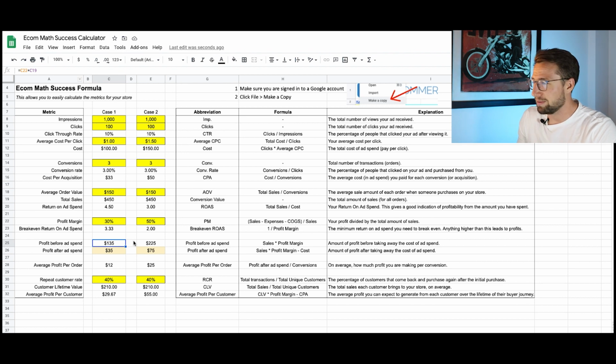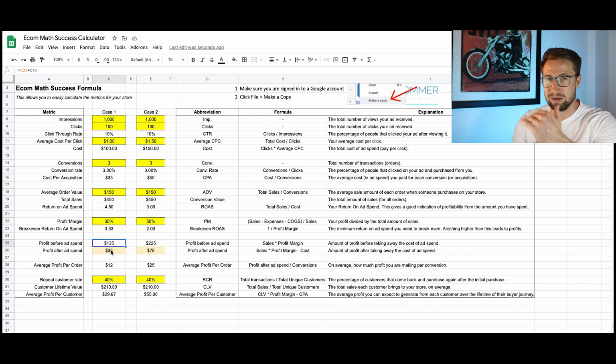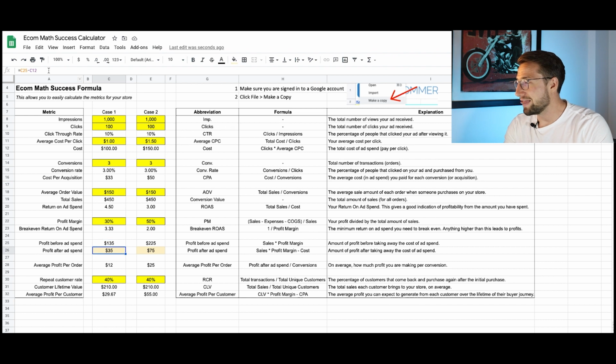And I actually calculate it here because I just use the profit margin to make it really easy. So if you know your profit margin, it's just going to times that by your actual total sales. So that's pretty much the same thing, but it's just doing it in a different way. But then we actually then take away the cost of the ads. So it ends up being $35.